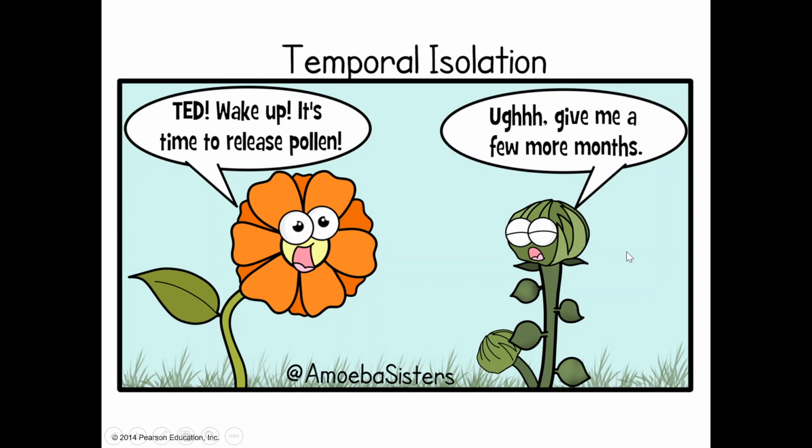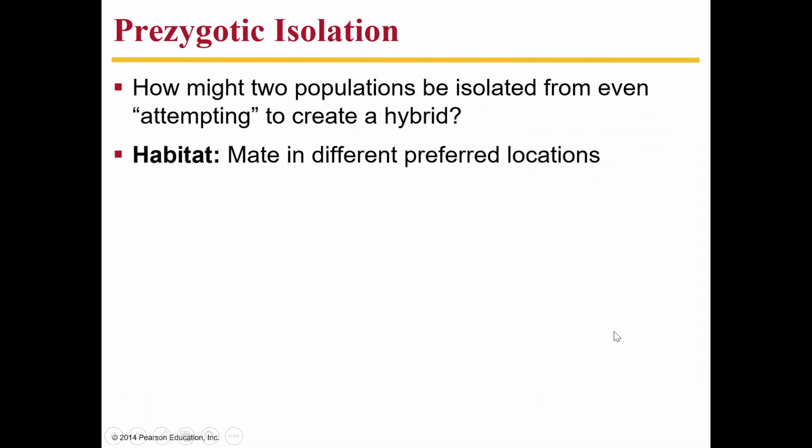All right. I forgot to put this in there. This is a little representation of how temporal isolation can happen. Basically, if the pollen is not released at the same time, related species will not be able to mate with them, and this leads them further apart on the evolutionary tree. Okay.